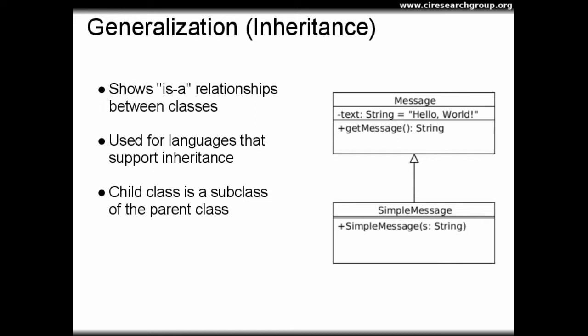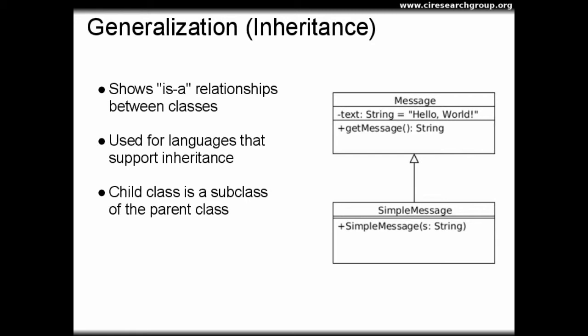As I mentioned before, one of the two categories of relationship in a UML class diagram is the generalization, which expresses the is-a relationship between classes. This relationship corresponds to inheritance in an object-oriented programming language. In this example, the simple message is a type of message. In other words, the simple message class is a child class of the message parent class.